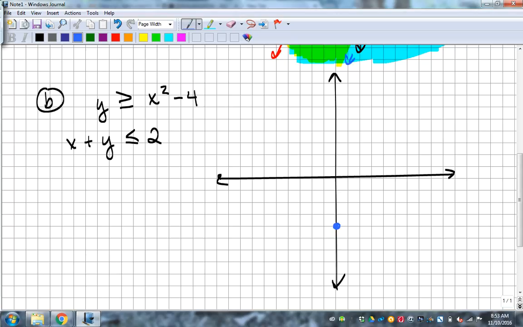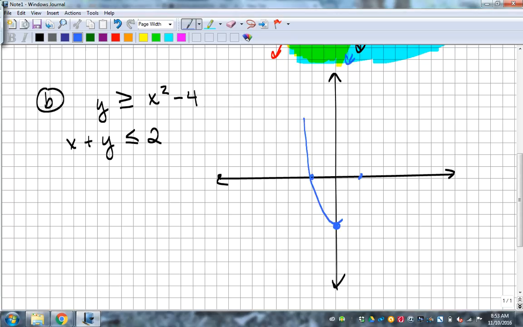And Hunter said, would you factor that? Well, you could, and the factors would be x plus 2 and x minus 2, so the x-intercepts would be +2 and -2. So that can help you get the drawing. Is that a dotted or solid line? Solid because it has the equal to mark. So keep that in mind as you're doing this.